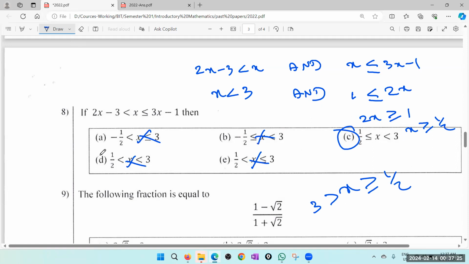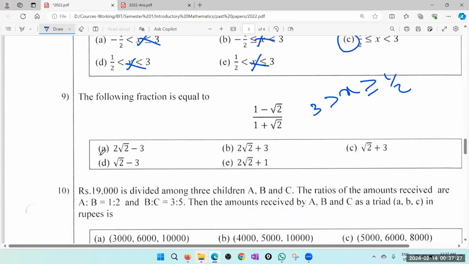Right, correct. Ninth question. The following fraction is equal to... So you can see that they have rationalized the denominator. Rationalizing the denominator means getting rid of the irrational number from the denominator. So how to do that? We did it in the class. So you have to multiply. If this is 1 plus root 2, you have to multiply both denominator and numerator by 1 minus root 2.